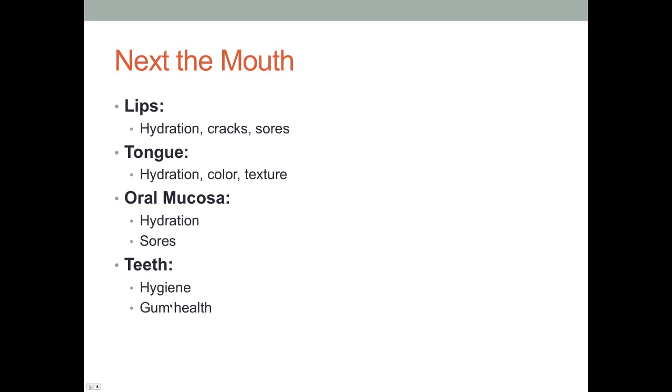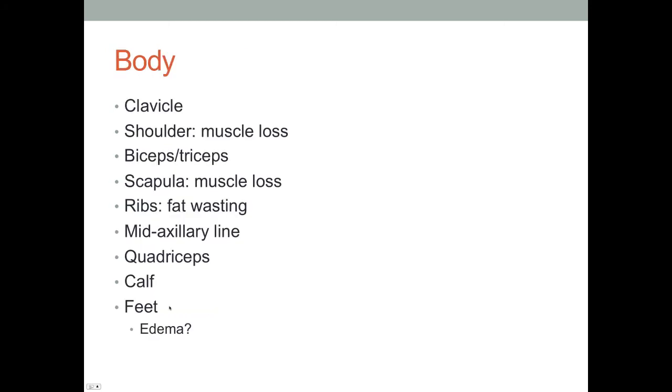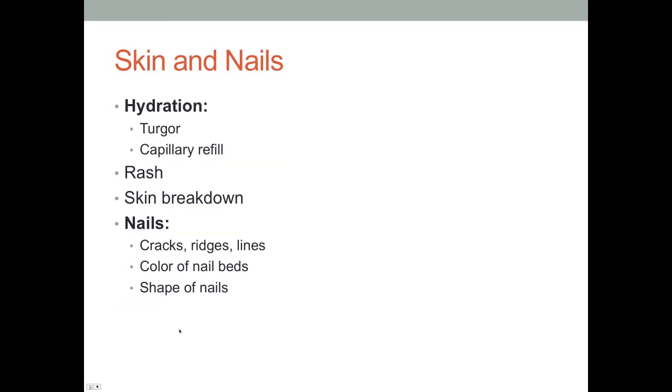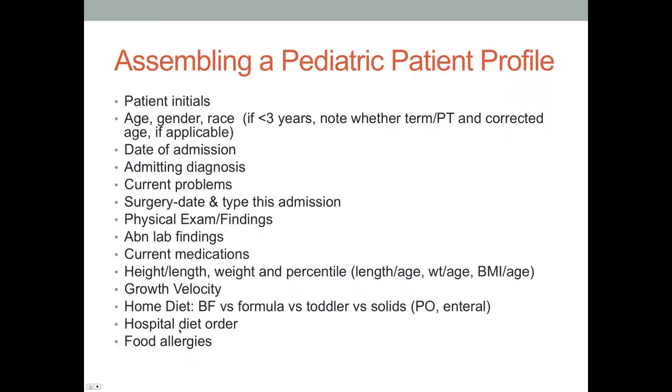And then the teeth. This is kind of an indicator of, are they being well cared for? Are their gums and teeth being cared for appropriately? And then you could look at the body for quadriceps, the mid-axillary line for the ribs, looking for fat wasting. And then in the population that is less developed, you'll often look at the feet for signs of edema, which would be a sign of malnutrition. And then on to skin and nails.